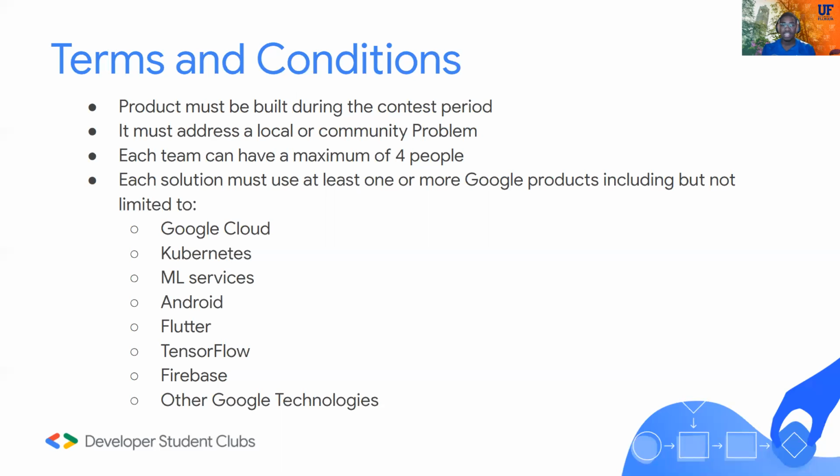And lastly, the last requirement is to basically include 1 or more of the Google products listed below. So this could be anything from Google Cloud Services, any of our machine learning services, such as Google Assistant, as well as TensorFlow. It could be anything like an Android app or a web app that utilizes Flutter or Firebase. Really, the possibilities are endless with this challenge.